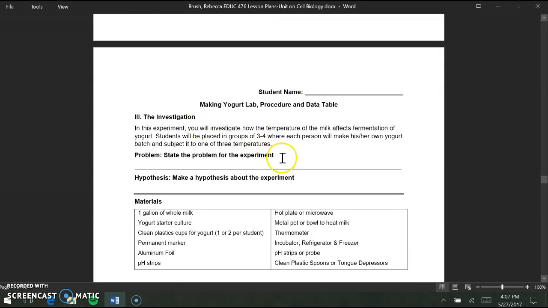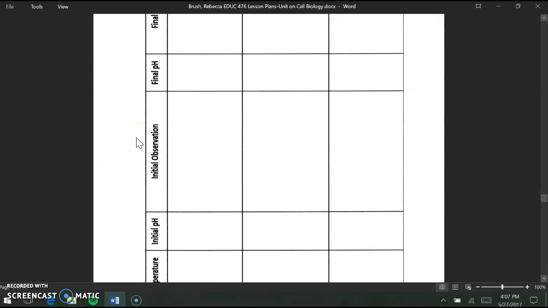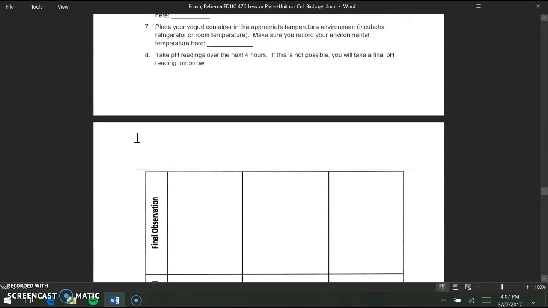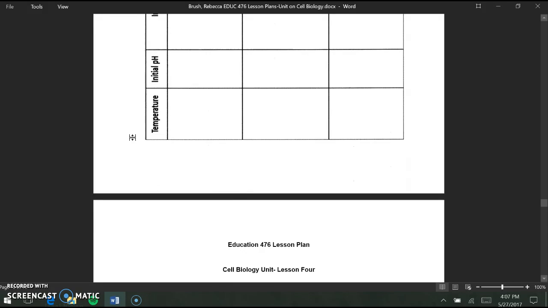Then we had the actual lab. They had to state the problem and the hypothesis, so we started off with those. Then we went into what we were using and what we were going to be doing for the procedure. This is the table that they all used, and they had to fill in. It was pretty neat because it was simple, and because it was simple, it was easily filled out, and there wasn't any question on what they're supposed to put where.